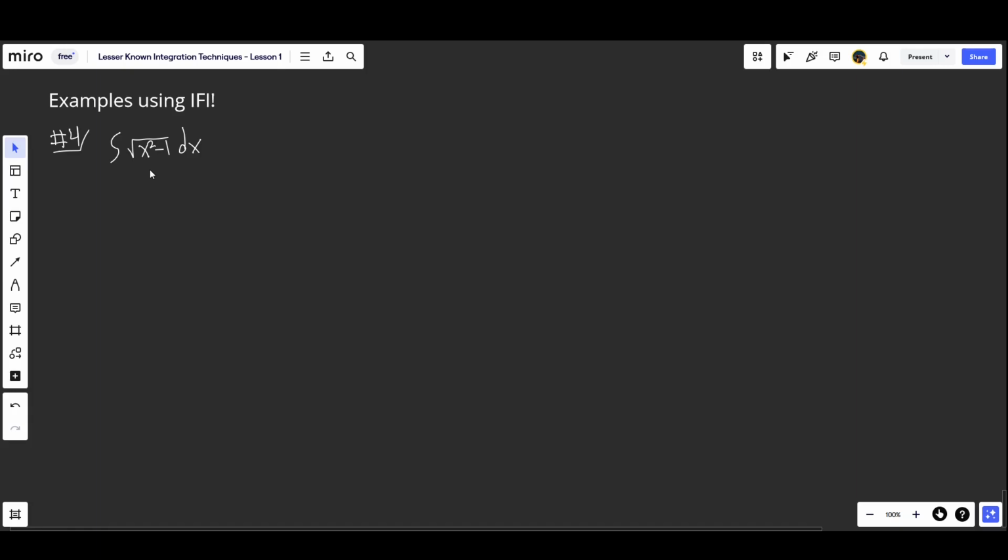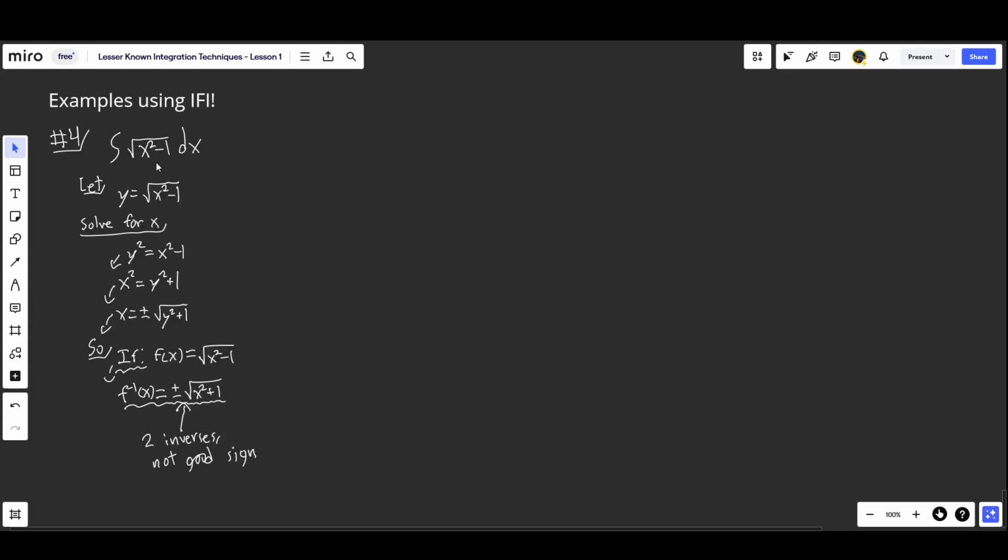But it looks like we would make a substitution like x equals secant of u, and that would be a good way to solve this, but it will result in you encountering the indefinite integral of secant cubed, which I said in the previous example is an infamously difficult integral. So let's see if we can find a way to avoid that using inverse function integration.